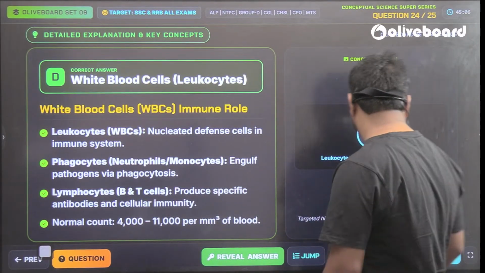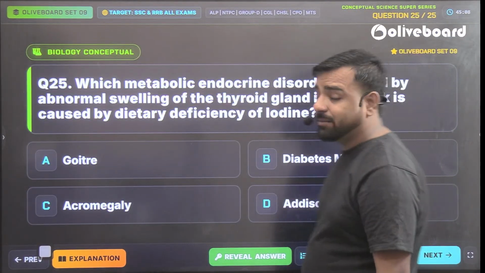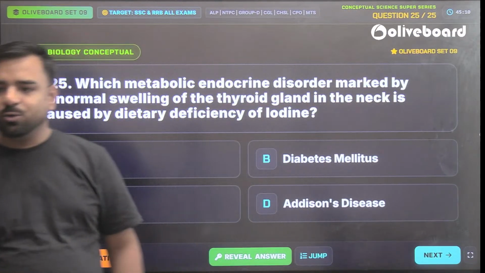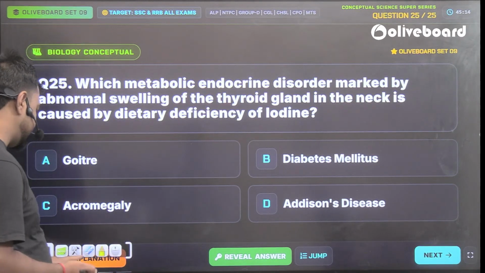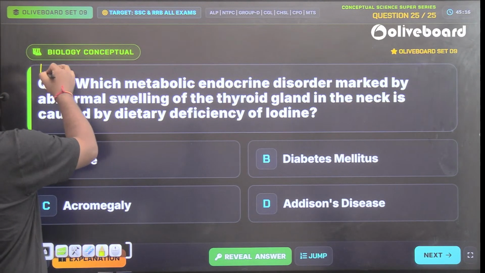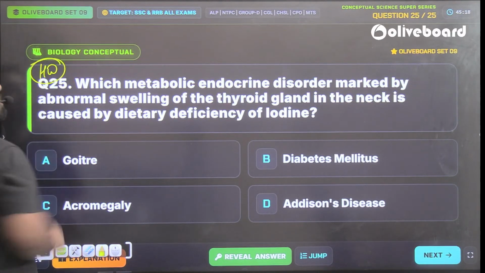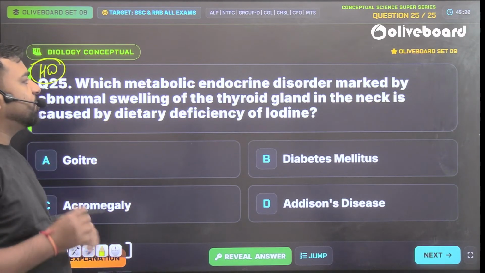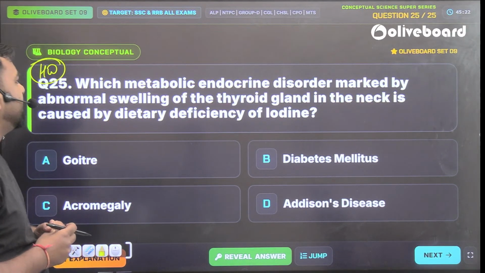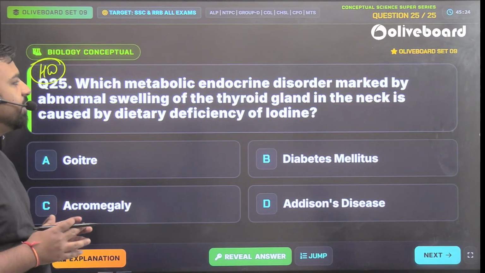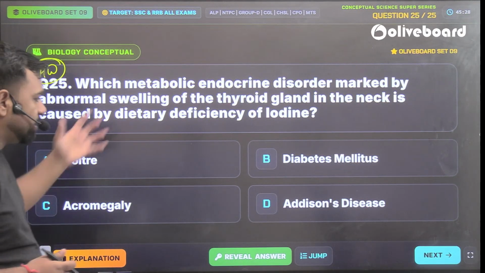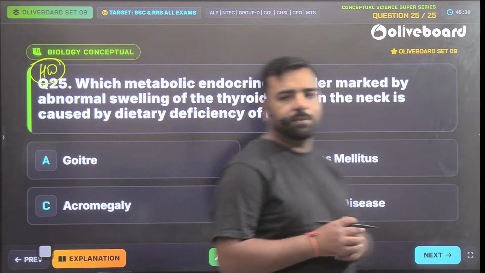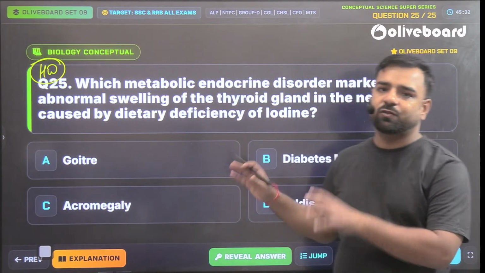Now it's the time for the homework question, and I want this answer in the comment section. It's very easy. So Utkarsh, Harry, Ashish, I'll request you all to please answer this in the comment section. The homework question for you all is from biology. The question is, which metabolic endocrine disorder marked by abnormal swelling of the thyroid gland in the neck is caused by dietary deficiency of iodine? So you have four options. Please let me know in the comment section how was the session and what will be its answer.